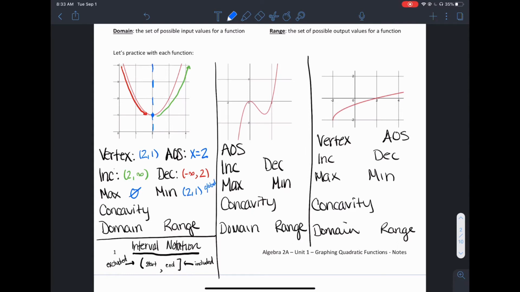This whole parabola is concave up because it opens upward. So it's concave up from negative infinity to infinity. Concavity can change, and we'll see that in a second.